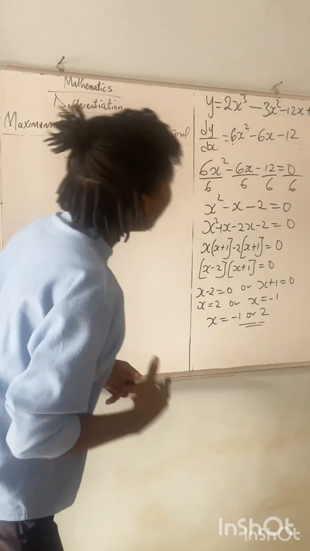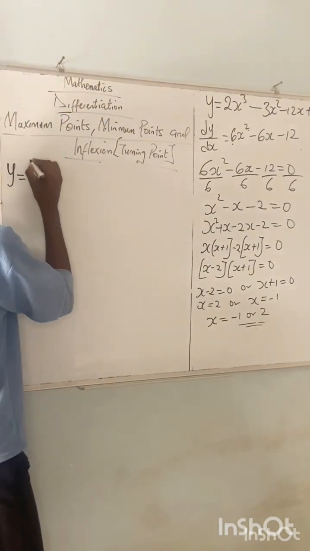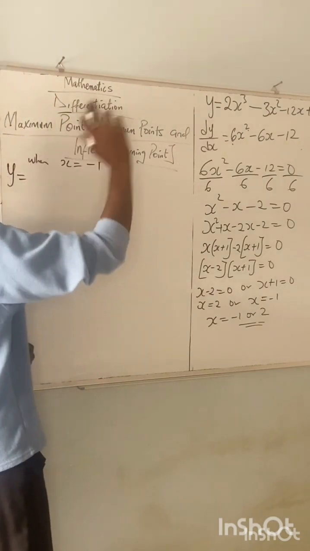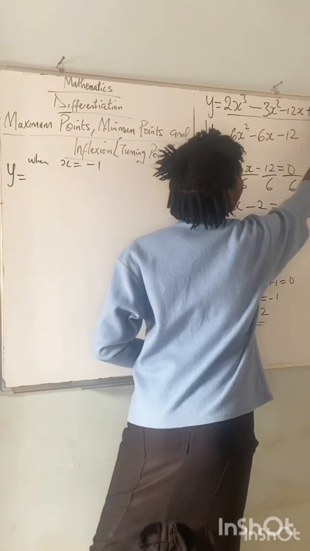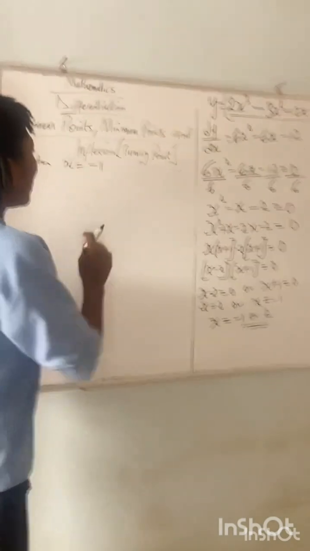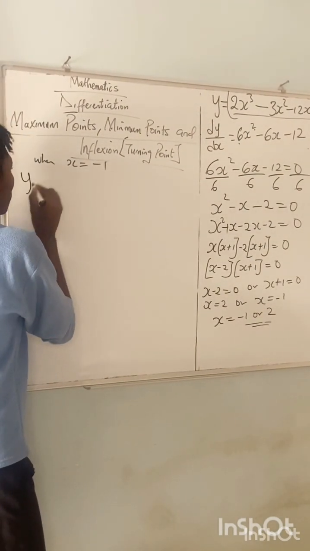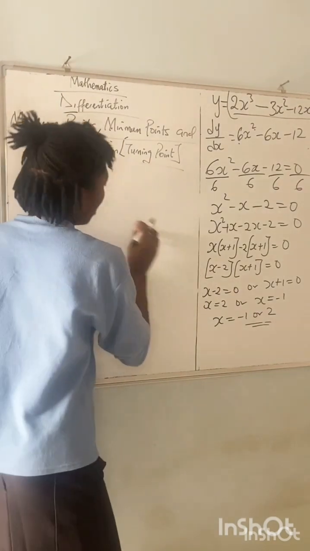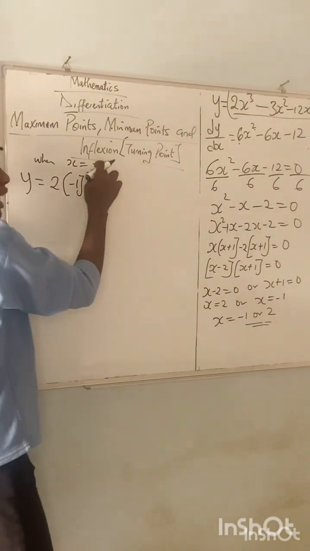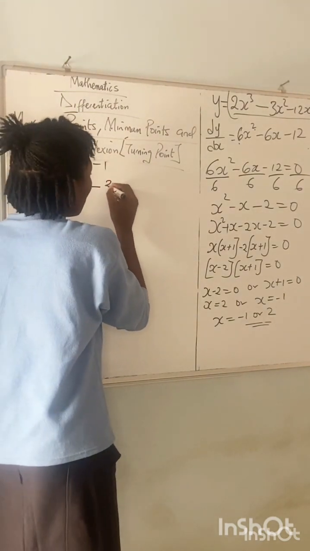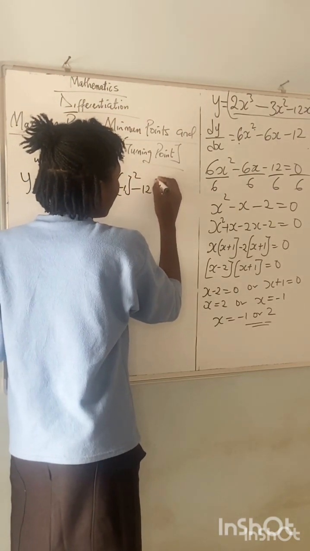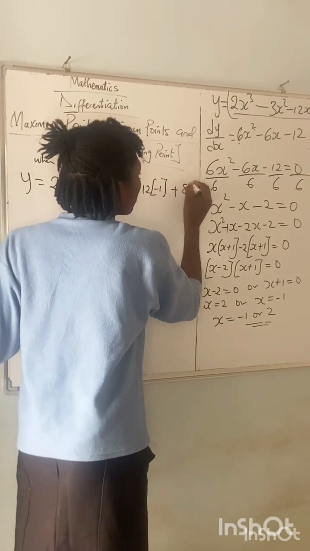So to get the value of our y when x is equal to minus 1, we are going to substitute into the main equation. This very one, the one that was not yet differentiated. Our y will be equal to 2 times minus 1 cubed, because we are assuming that our x is minus 1. And then for the next one we have minus 3 times minus 1 squared, and then minus 12 times minus 1, and then lastly plus 8.